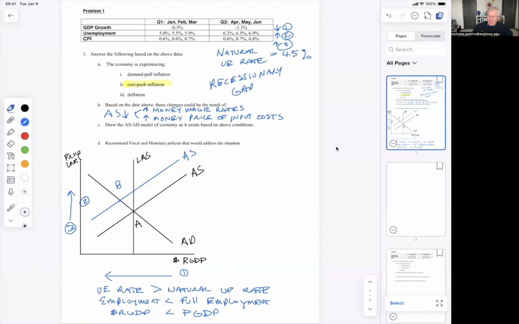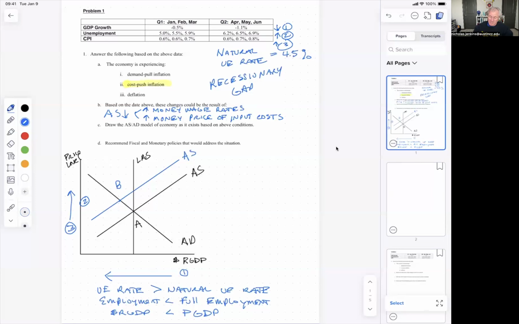And the logic there, as we've learned before, is that if it costs more for manufacturers and producers to make something, their profit goes down at every given price, and therefore they're going to want to produce less of that good at every given price.